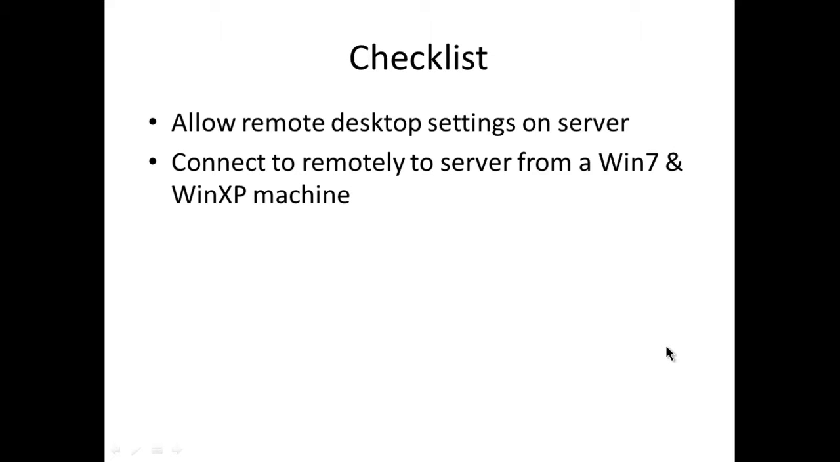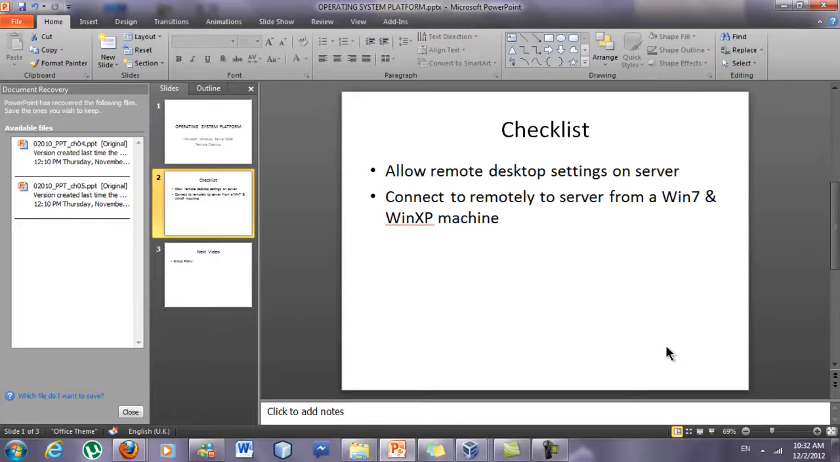So, first of all, what we have to do is allow the remote desktop setting on our server. After that, we will connect remotely to the server from Windows 7 and Windows XP. So this is very simple, and let's get started.